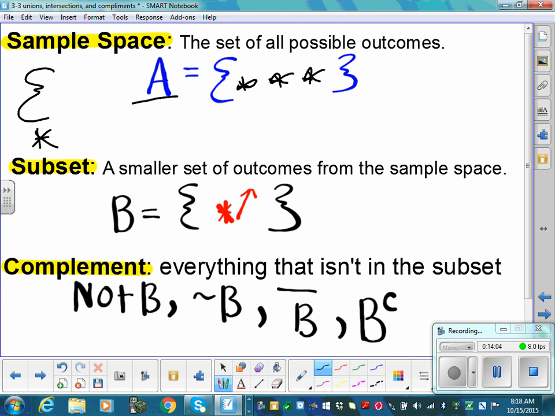So everything that isn't in the subset. Everything that's not in the smaller piece. So all the people that didn't like chocolate, that were not in here, would be in my complement. Everything that was left out of my subset.